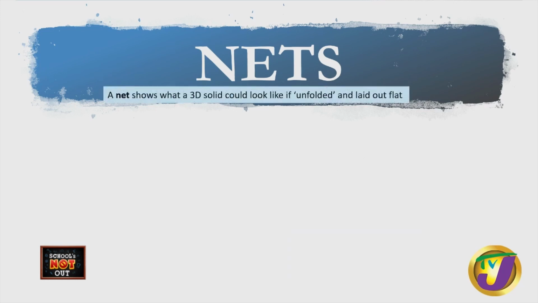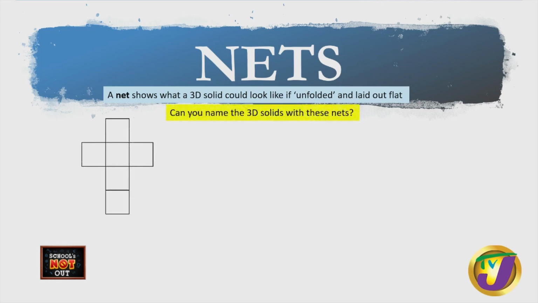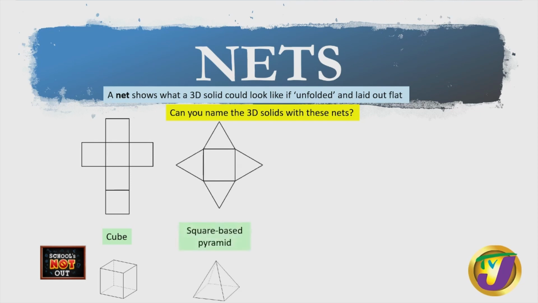Now, as we said before, remember the net is, if you were to open up that solid and lay it out flat, that's what the net would represent. So let's look at the nets together again. So you have the net of the cube. As you can see, it's made up of squares. And you have the net of the square base pyramid, which would have a square, and it would have the triangles, which would form the top of the solid.